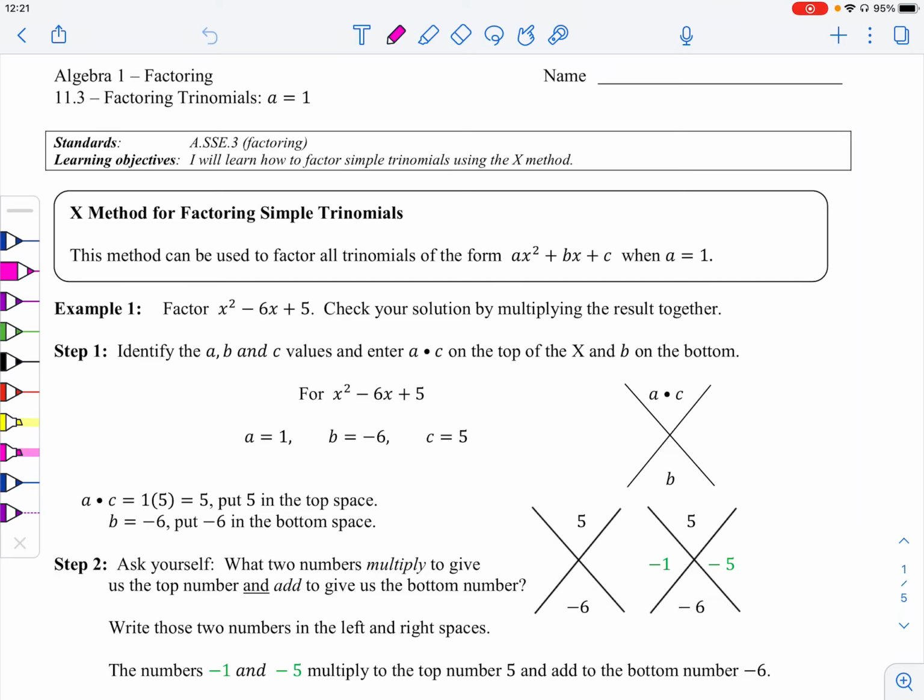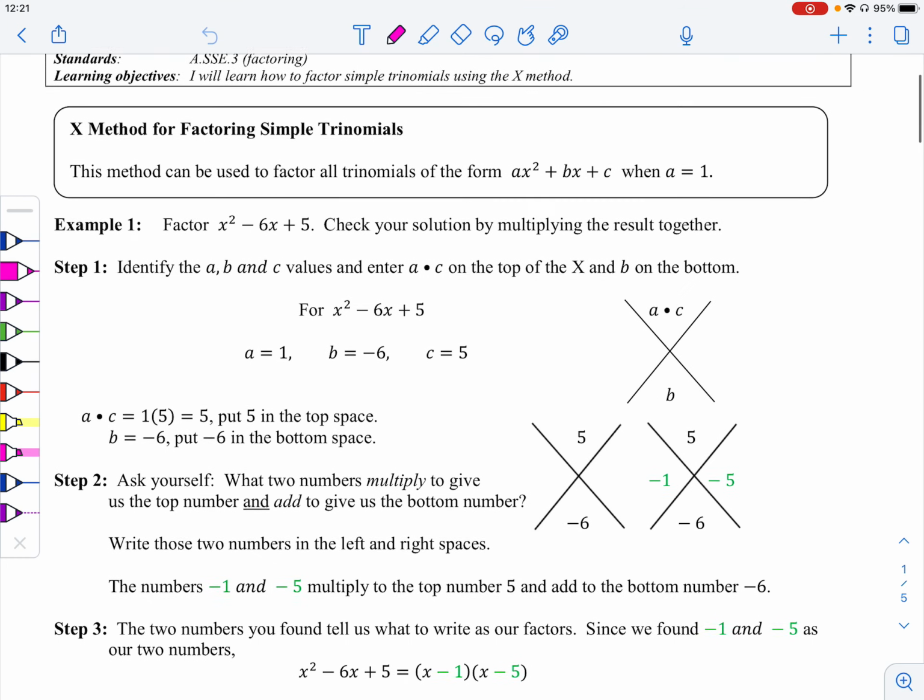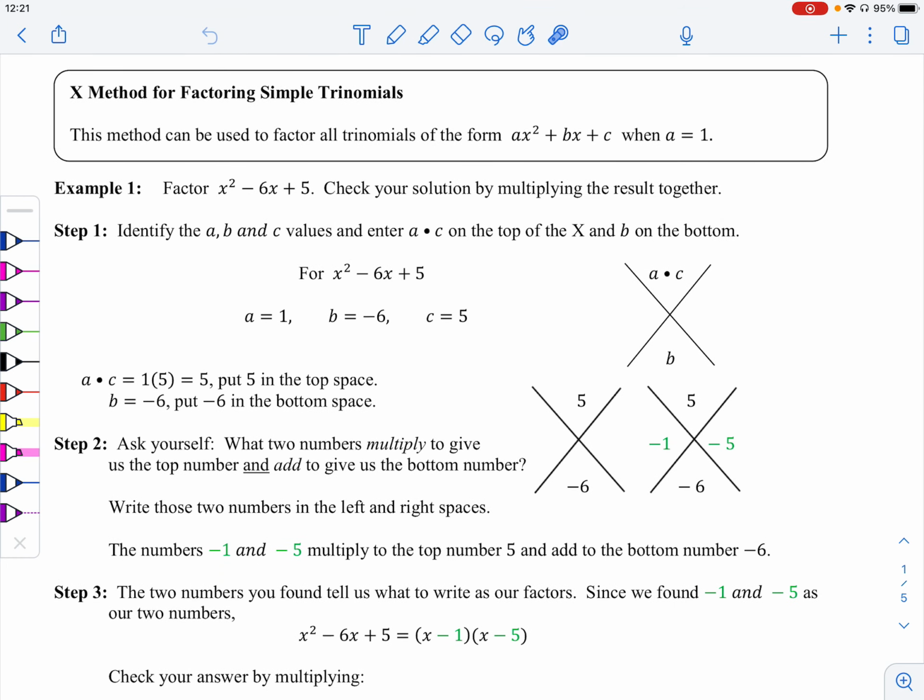Welcome everybody, this is 11.3, factoring trinomials when a equals 1. So we're going to continue on with the x method, using the x method, or diamond method, some people might call it. These work for when a equals 1, so this is the method we're going to use when a equals 1. So these form x squared minus 6x plus 5, remember?